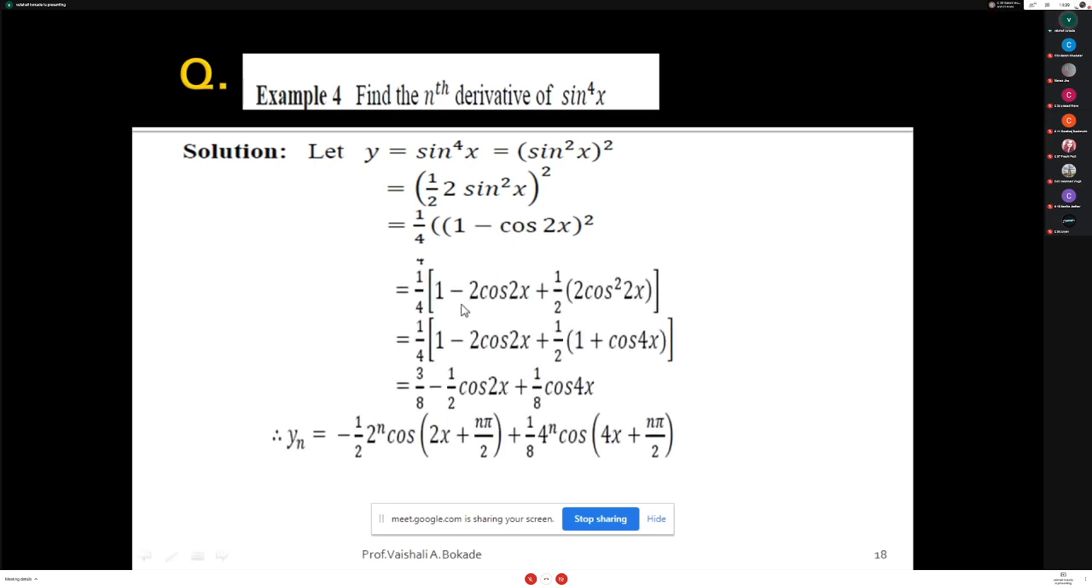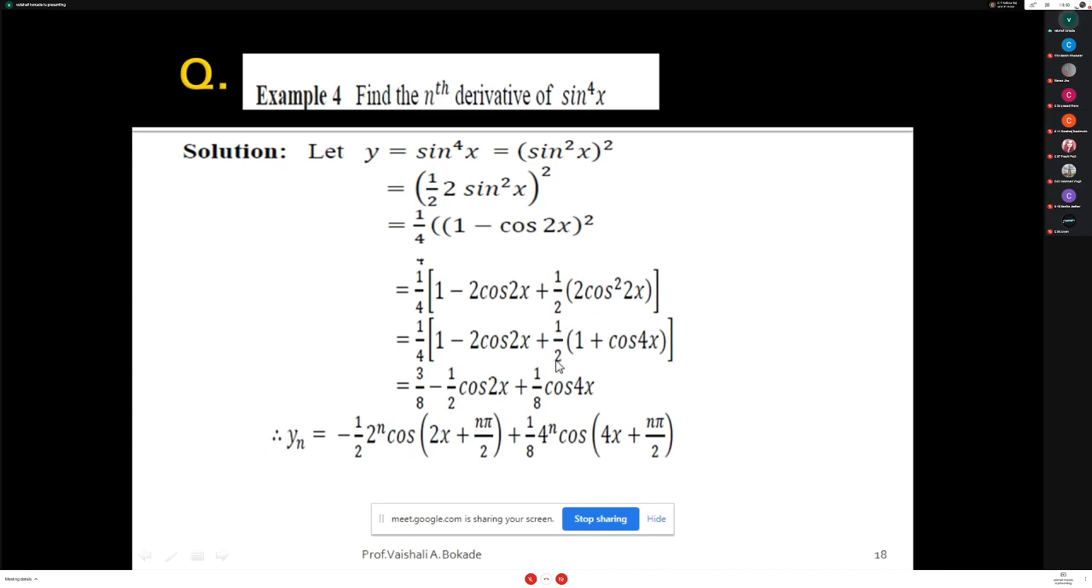Just expand it, just make a square. So 1 by 4 stays, and we get 1 minus 2 cos 2x plus cos square 2x. We keep 1 minus 2 cos 2x as it is. For cos square 2x, I use cos square theta is 1 plus cos 2 theta divided by 2. Multiplying and dividing by 2, cos square 2x is 1 plus cos 4x, with 1 by 2 kept as it is.